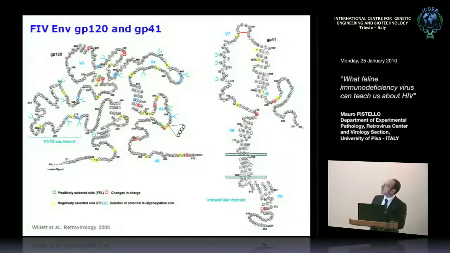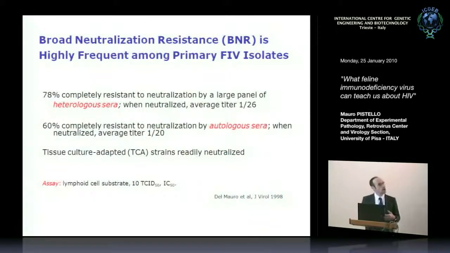And a consequence of this variation is also that the virus progressively loses its sensitivity to neutralization. The overwhelming majority of the viruses isolated during the chronic infection are broadly neutralization resistant. The picture that we have is that about 80% of the viruses are completely resistant to neutralization by a large panel of heterologous sera. And even when they are neutralized, the neutralizing titer is very low. And the viruses are also resistant to their autologous serum. So again, the virus tends to become completely resistant to the neutralizing antibodies that are formed during the infection.